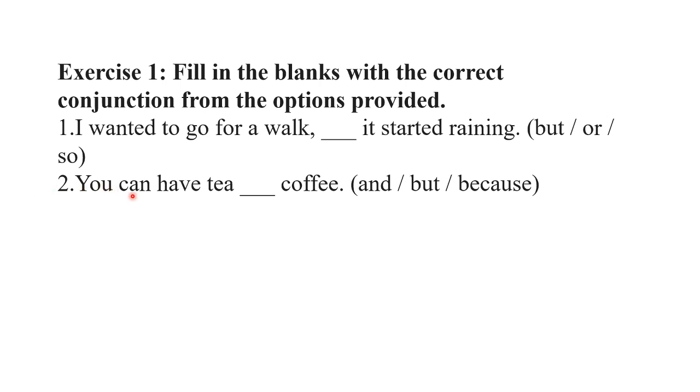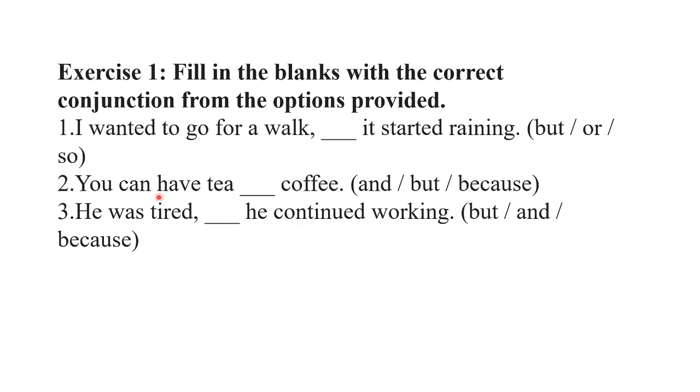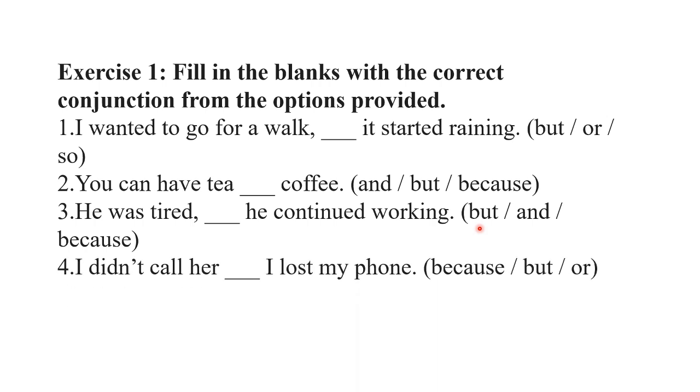Number two, you can have tea dash coffee. You choose something from here: and, but, because. Number three, he was tired dash he continued working. Here you have to choose from but and because.